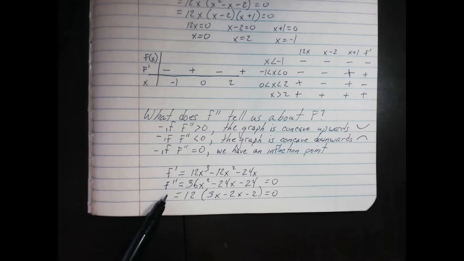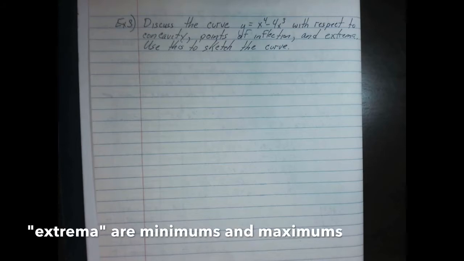We're not going to do this with the first example. I found my second derivative here. The issue is this is a really annoying thing to factor out. So what we're going to do is a second example where we use the first derivative and the second, and we see what's going on. We're going to do the whole shebang here. We're going to discuss this curve with respect to concavity, points of inflection, and extrema. We're going to use this to sketch the curve.